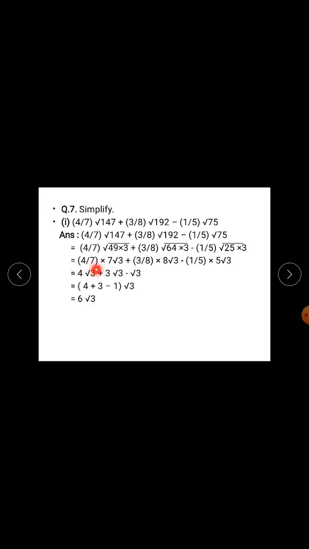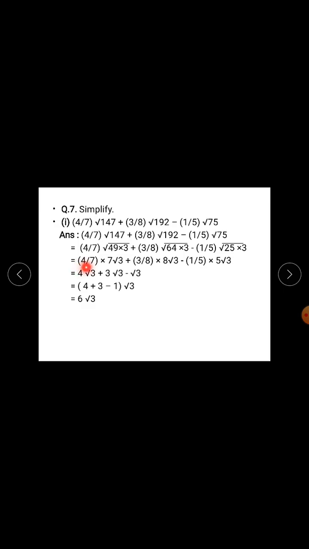So 4 upon 7 into 7 root 3, plus 3 upon 8 into, but root 64 means 8, and this root 3 as it is. So plus 3 upon 8 into 8 root 3. Then minus 1 upon 5 into, root 25 means 5 and this root 3 as it is. So minus 1 upon 5 into 5 root 3.